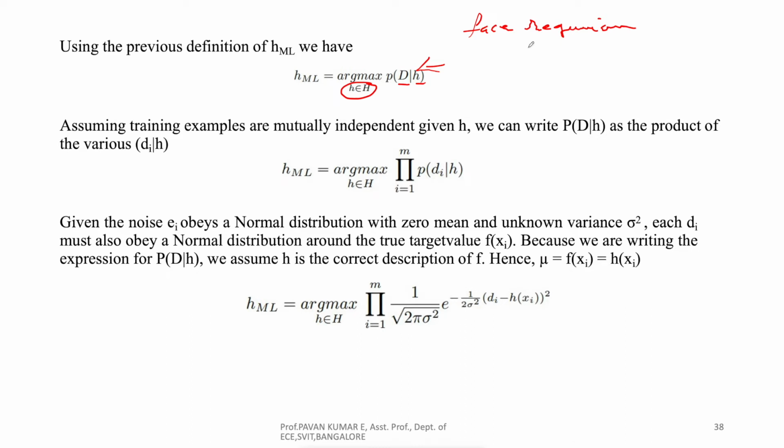Okay, in face recognition, you are going to do two things. One is the trained data set and the other is your raw data set. What happens in the trained data set?